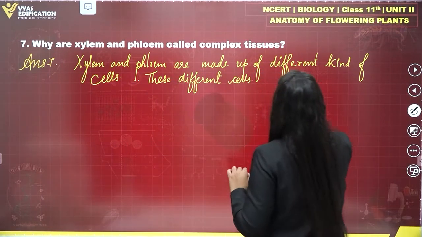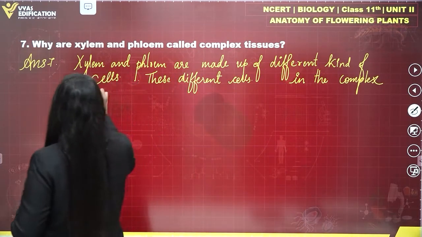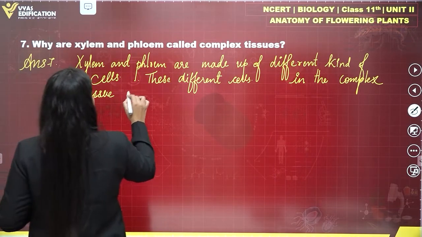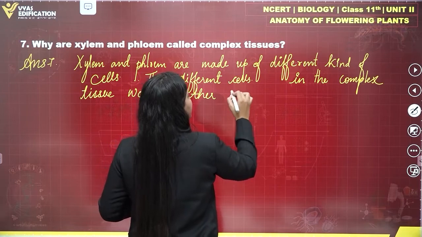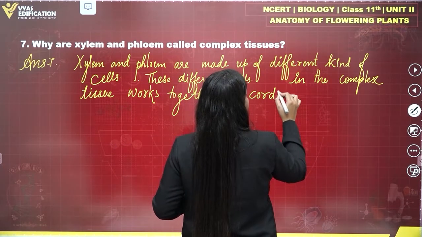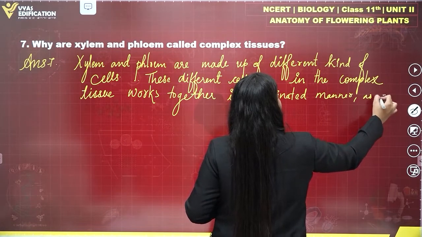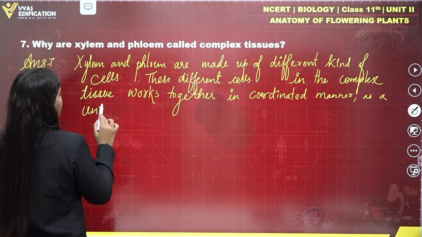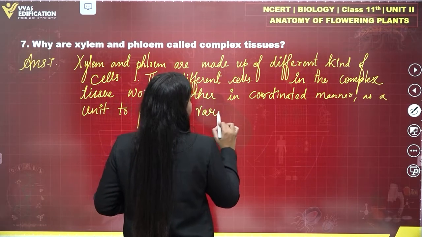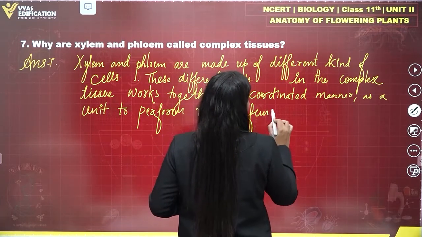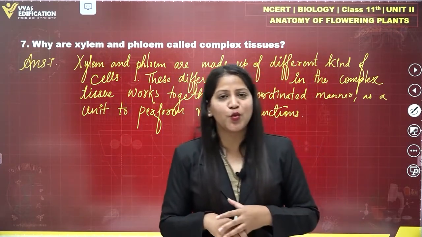So these different cells in the complex tissue work together in a coordinated manner as a unit to perform various functions, right?